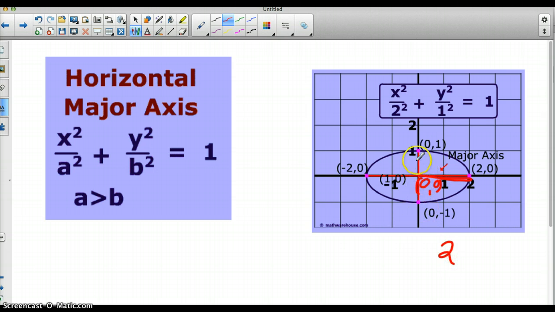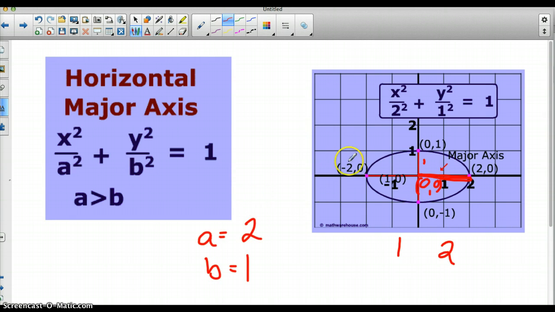The other distance you're going to need is from the center along your minor axis up to your co-vertex. Well, we know this distance here is 1. So we know the distance from the center to the vertex is what we would consider a. So in this case, a equals 2. And the distance from the center to the co-vertex is 1, so that would be considered our b equals 1.